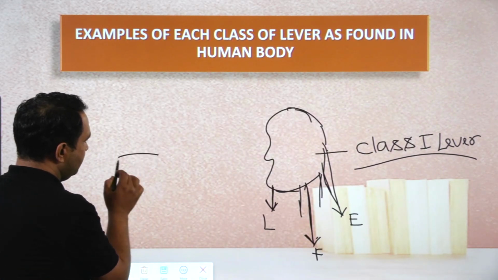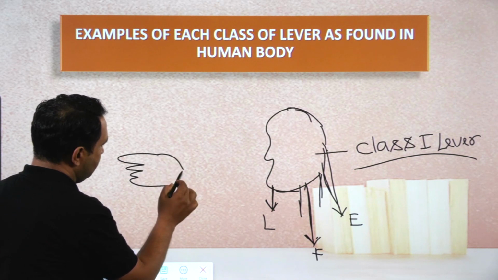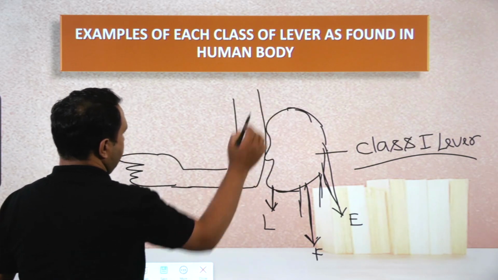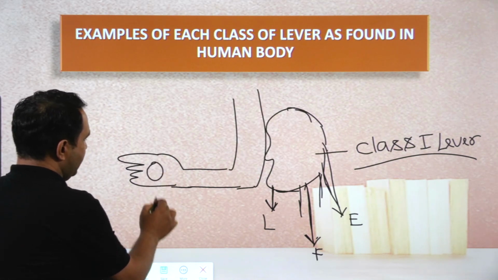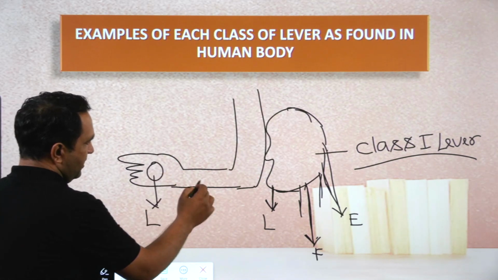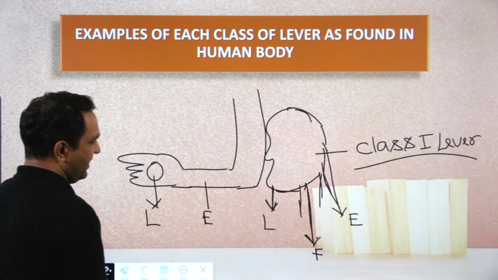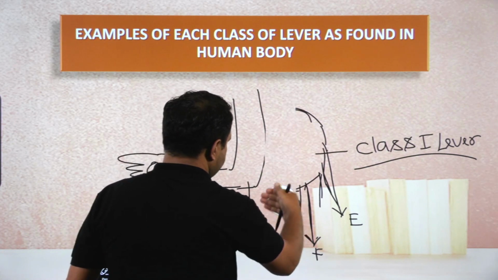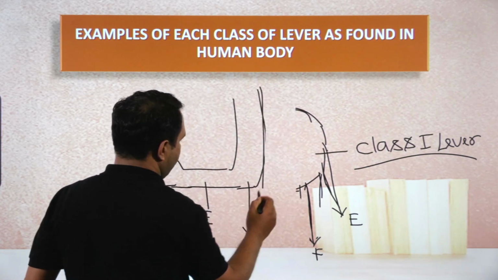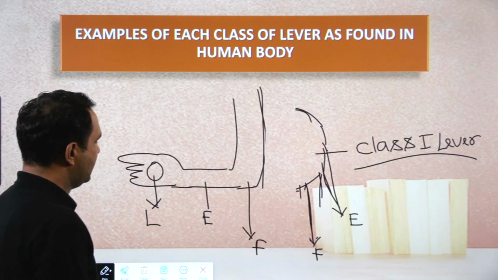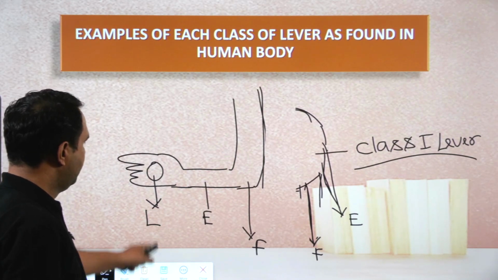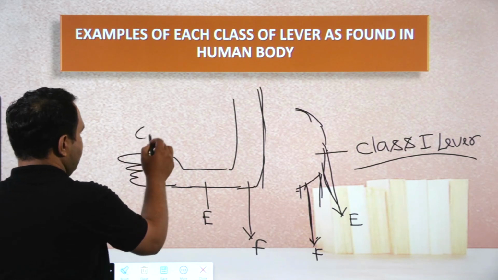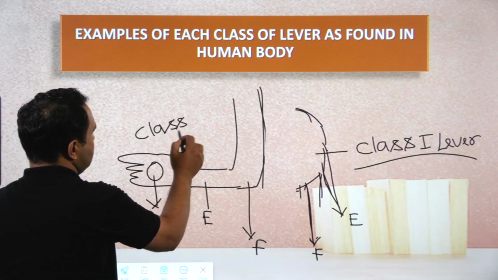Let's see. Load is here. Okay. This is the point from where we are applying effort, and this is the fixed point, fulcrum. So which class lever is this? Load, effort, fulcrum. This is class 3 lever.